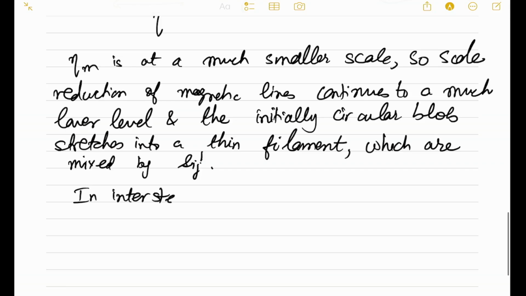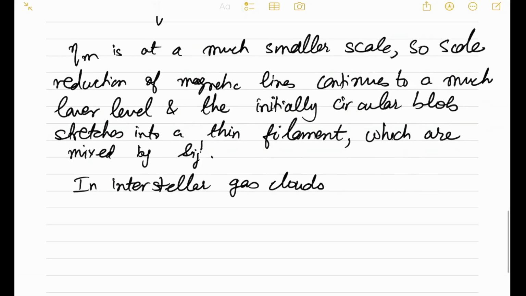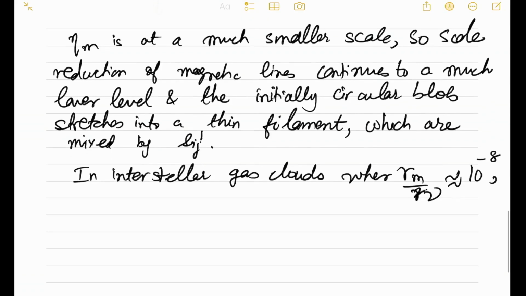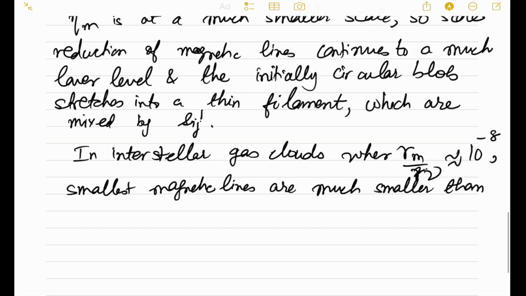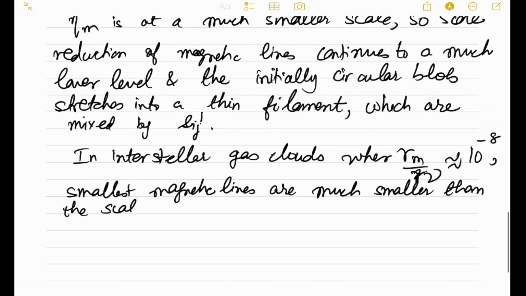So in interstellar gas clouds, where gamma m upon nu is of the order of 10 to the power of -8, the smallest magnetic lines are at a much smaller scale compared to eta.